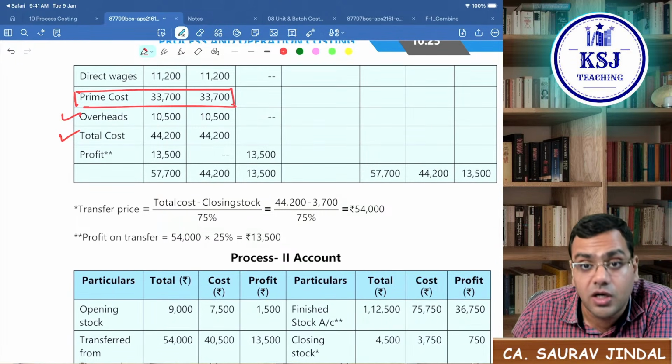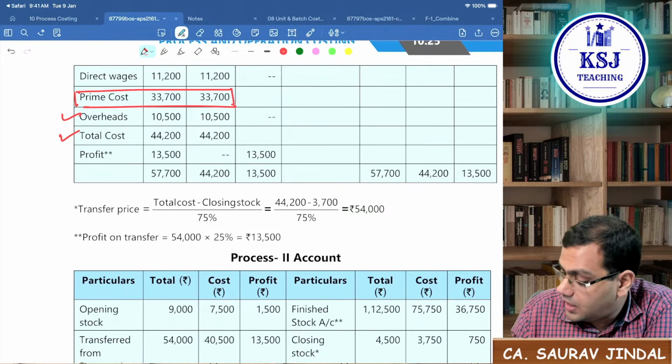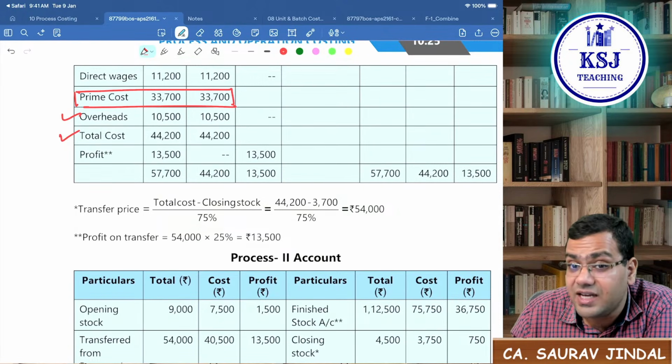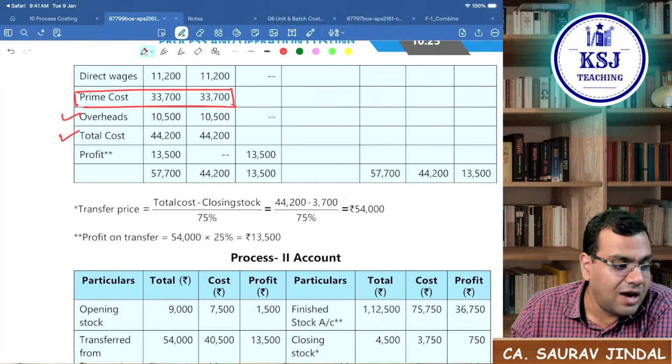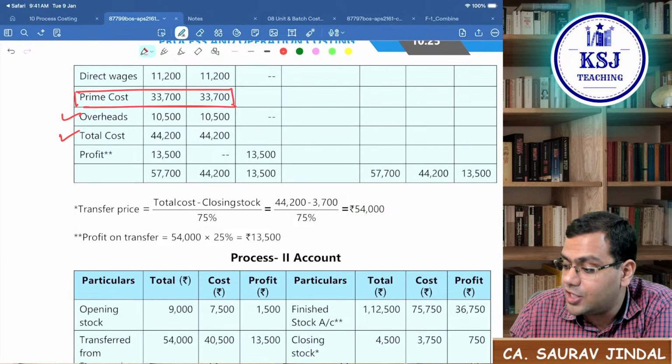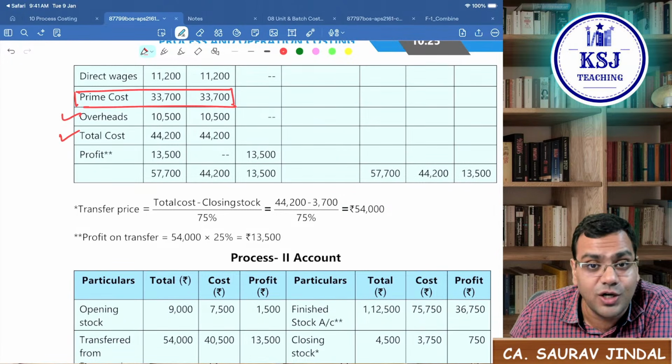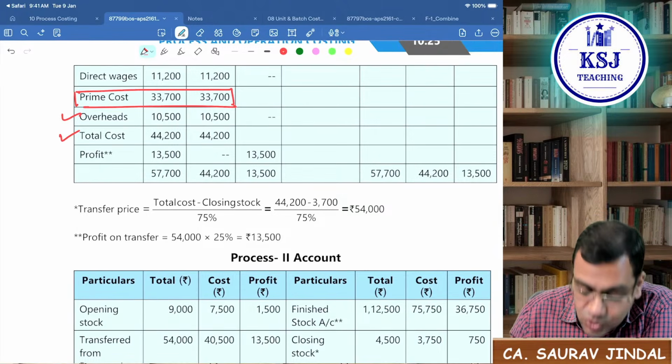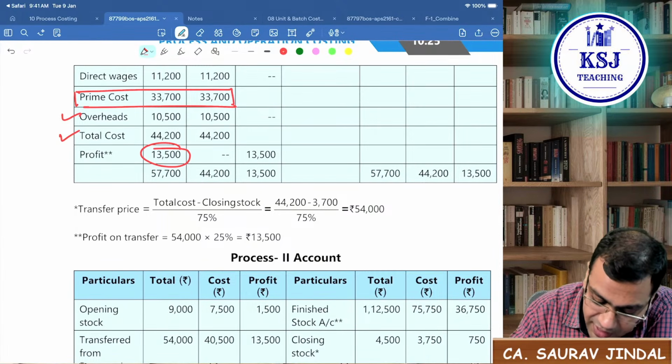44,200 is the total cost incurred, right? Out of that, 3,700 units are still in stock. How can you book the profits on the units which are still in stock? You have not transferred those units. So what will you do? This profit, how will you calculate, sir?